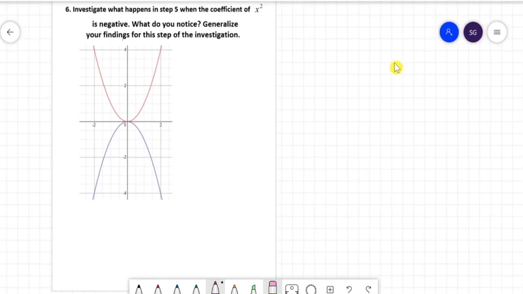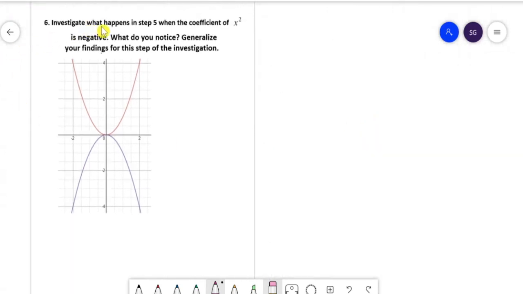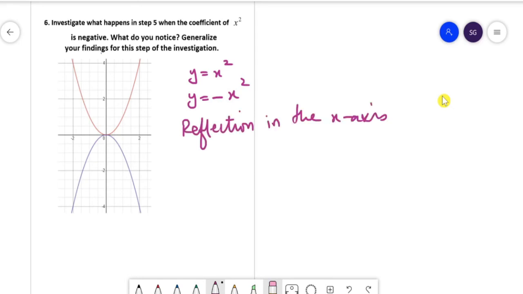Right, up next we have question number 6 for the same task. It says investigate what happens in step 5 when the coefficient of x squared is negative. In the Desmos software, I got these two graphs. The graphs were y equals x squared, and now if we make the coefficient negative, it clearly is a reflection. When the sign of the output is reversed, it's a reflection in the x-axis. This original one is the y equals x squared graph, and when you have reversed the sign of the output, it's now the graph of y equals negative x squared.